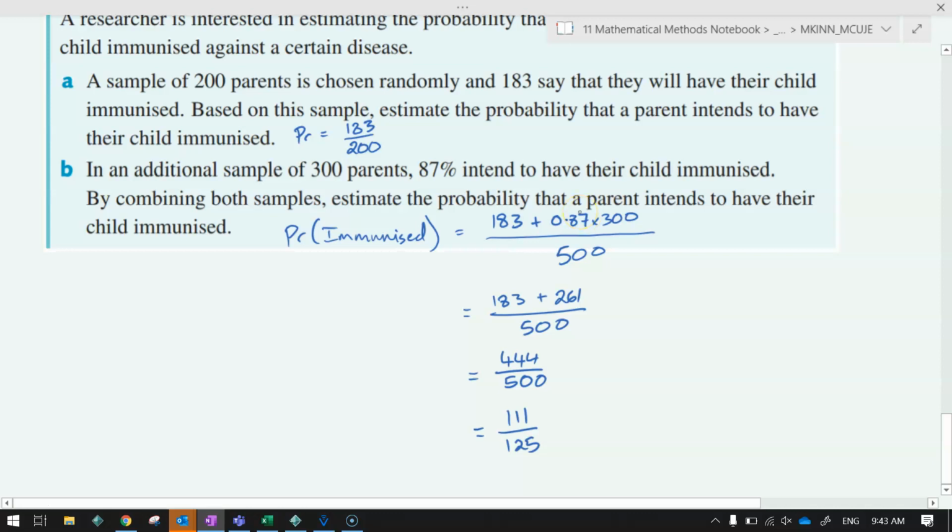When we're combining for part B there, we had 183 out of 200 and then 87% of 300. So you just calculate that, add them together, 444 out of 500. You can divide each of those by 4 to get 111 out of 125. If it asks for a percentage, give a percentage. If it doesn't, please just give a number between 0 and 1, preferably as a fraction.